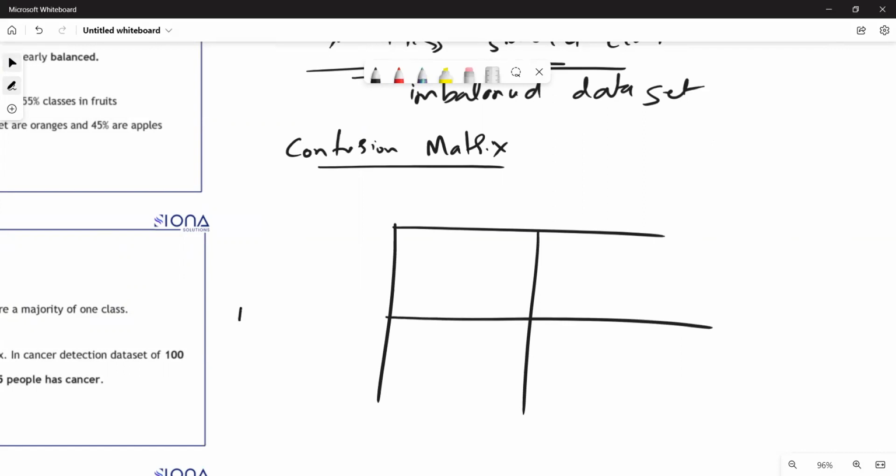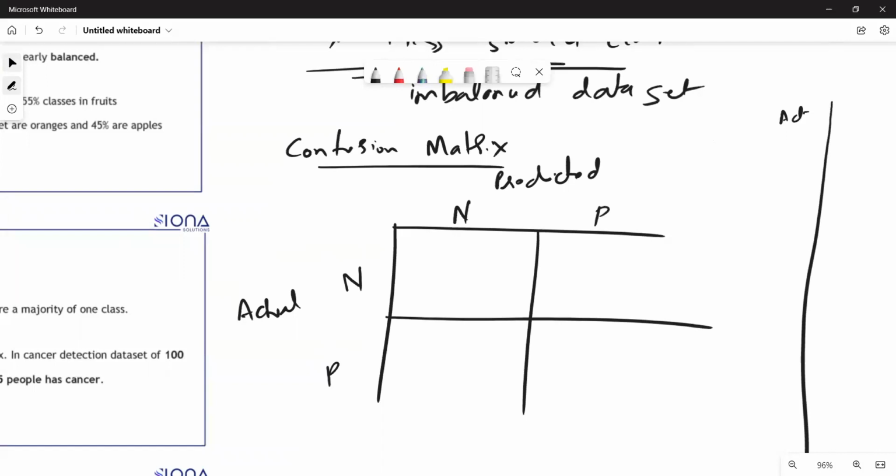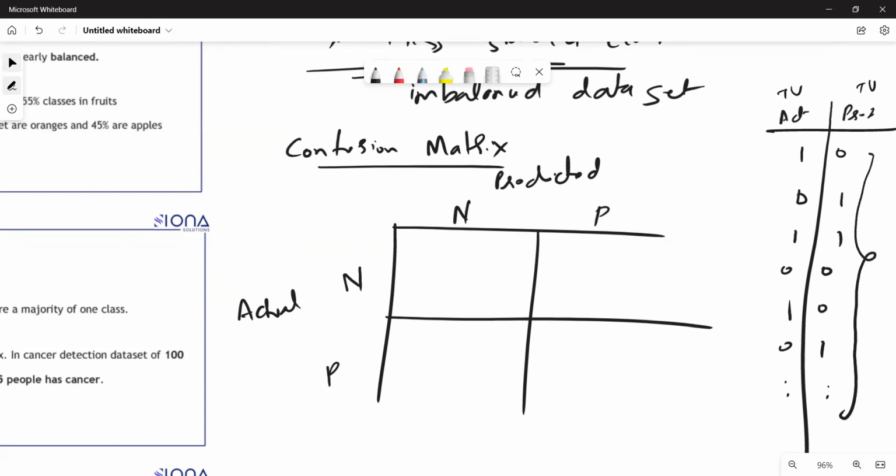It looks something like this. We have the actual here, predicted here, with the negative and positive values. What we have is the actual value and the predicted value. This is the actual target variable and the predicted target variable. So we can have outputs like these, and so on. What you do is summarize these into a confusion matrix.